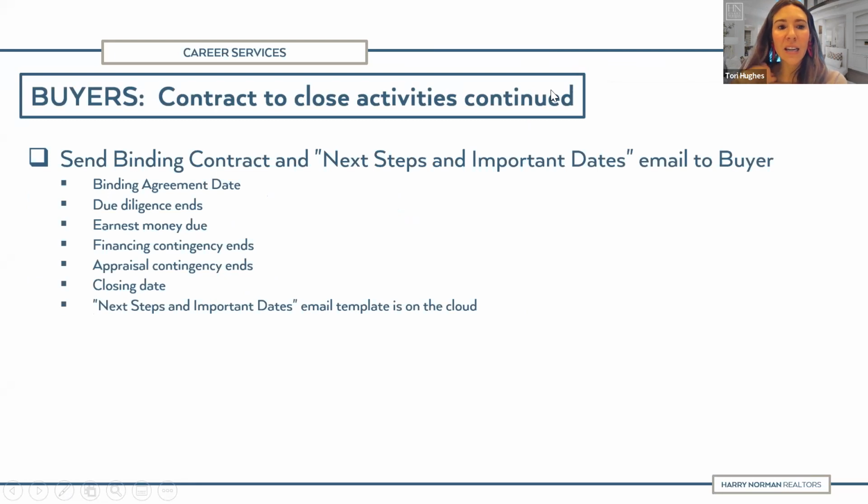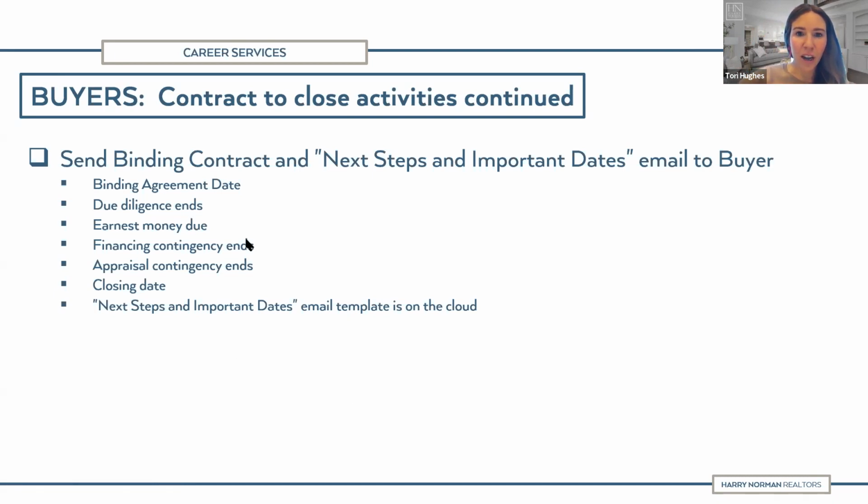Next up, you're going to want to send the binding contract and next steps and important dates email to your buyer. So there is a form in app files, a GAR form, that has important dates. I can't think of the name of the form off the top of my head. You could use that. I always sent it as an email and I just kind of bullet pointed out these dates. They are very important for them to know when the due diligence ends, when their earnest money is due, how to deposit the earnest money, etc. And that's why it's good to put this in an email, make sure everyone is on the same page.